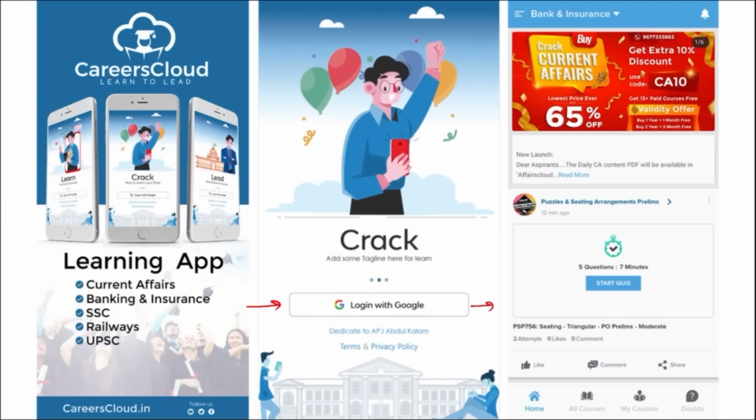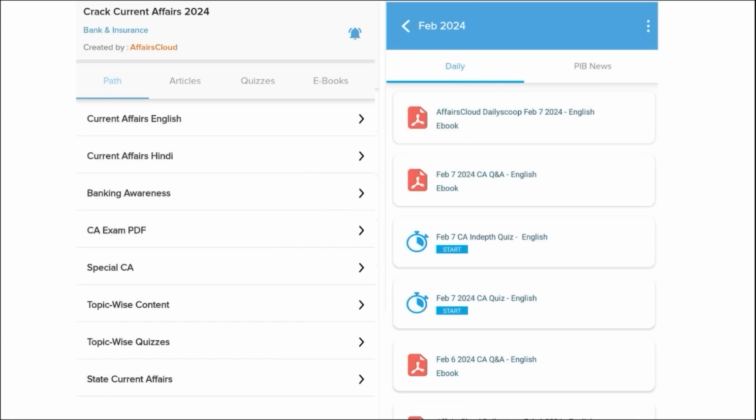Once you have logged in, you will be redirected to this page where you will be getting this UI and there will be option for home, all courses, my courses and doubt section. On this application, you will be getting multiple PDFs, multiple content on daily basis that will be enhancing your learning. Our first segment is daily current affairs. We make sure to provide you current affairs on daily basis in both English as well as in Hindi content. The PDFs for the same are uploaded on our application, and apart from this, we also make sure to provide you with quizzes that will help you to revise the content after you have gone through the PDF.